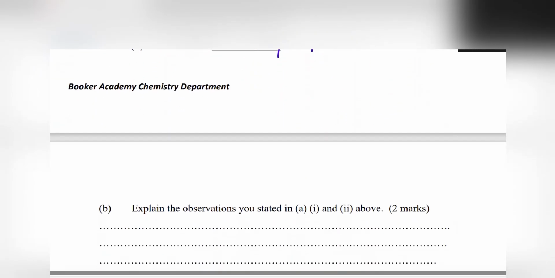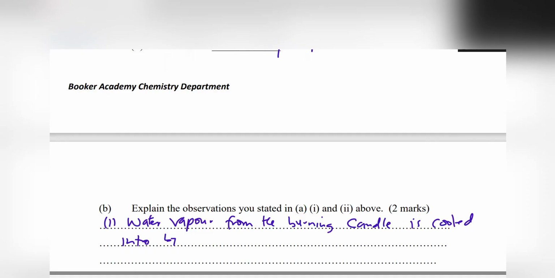Explain the observations you stated in A Roman 1 and Roman 2 above. In Roman 1, water vapor from the burning candle is cooled into water, into a colorless liquid, by ice cold water.